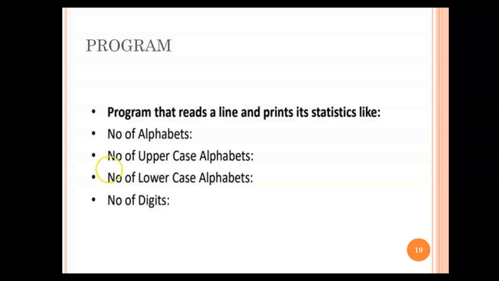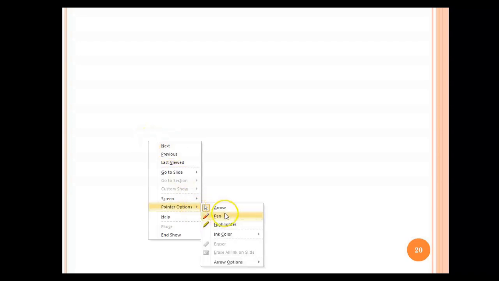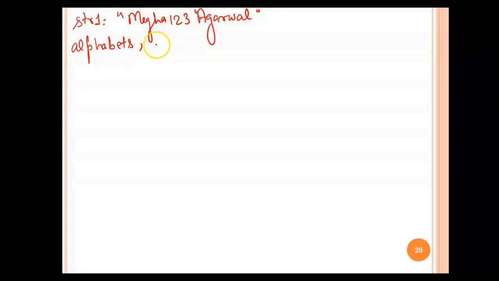Now we can check one question here. Write a program that reads a line and prints its statistics, like the number of alphabets, number of uppercase alphabets, number of lowercase alphabets, and number of digits. So suppose the string is Megha 123, or you can write Agarwal also if you want. We have to check the number of alphabets, and then upper, lower, and digits. So how can we do that?